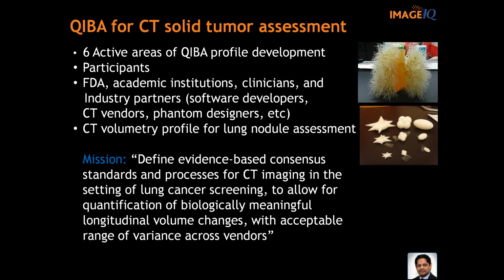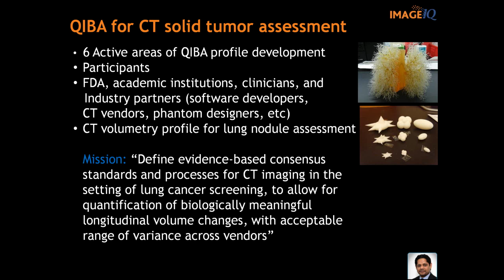Again, I mentioned there are 6 different active areas of QIBA. Chronic obstructive pulmonary disease is one of them, lung density measurements. FDG PET is one of them, and then solid tumor assessment is one of the ones that we're most interested in here.